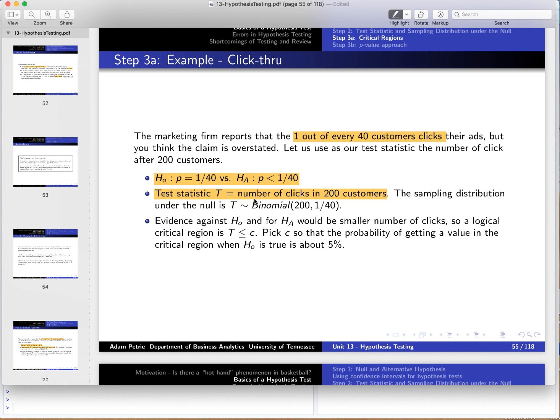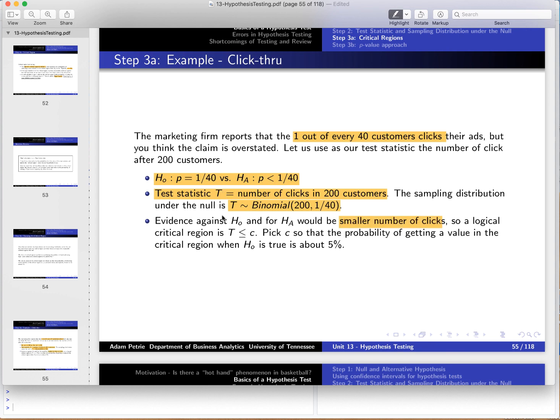And so we can immediately write down what values of the test statistic we expect to see when the null hypothesis is true. Basically values from a binomial distribution with n of 200 and p of 1 out of 40. So what should our critical region be? What list of values warrant the rejection of the null hypothesis in favor of the alternative? Well, the fewer clicks that we see, the more evidence we have for the alternative. So we're going to develop a critical region that consists of a small number of clicks.